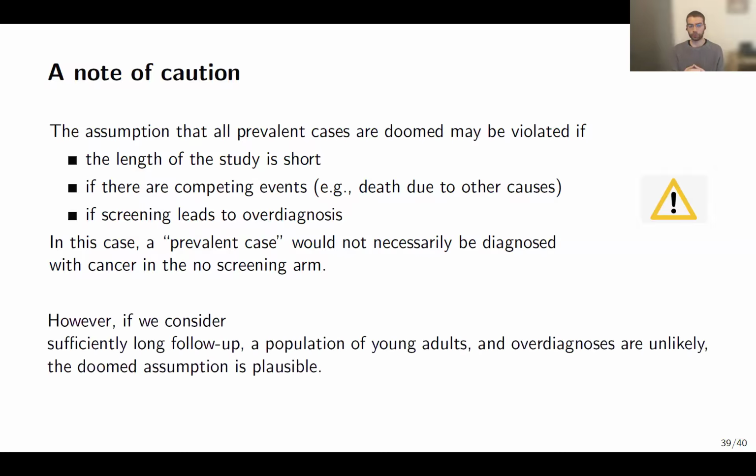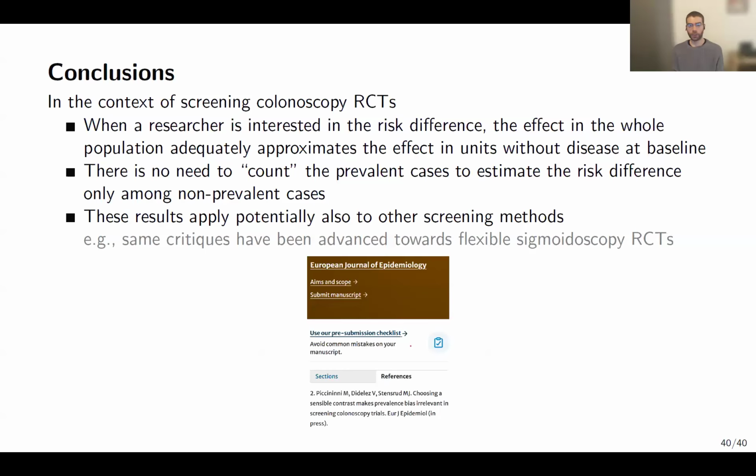But let's say you have a sufficiently long follow-up, and the Nordic trial has a follow-up of 10 years, which seems reasonable. You have a population of young adults, so death is rare, and you do not believe that overdiagnosis is likely, then the doomed assumption is plausible. So we are saying, in other words, that in this context of screening colonoscopy, if a researcher is interested in the risk difference rather than the risk ratio, then the effect in the whole population is an adequate approximation of the effect only among units that do not have the disease at baseline.